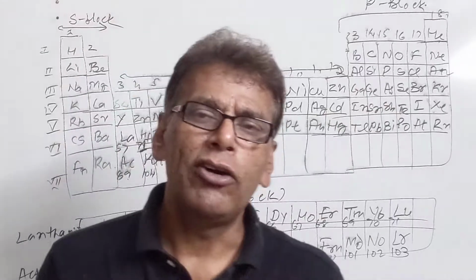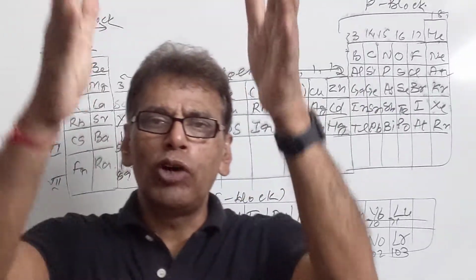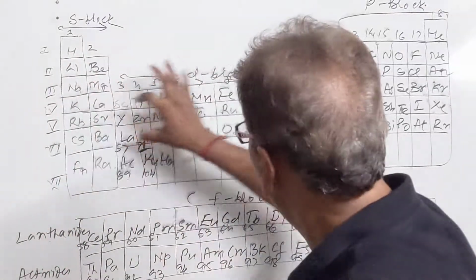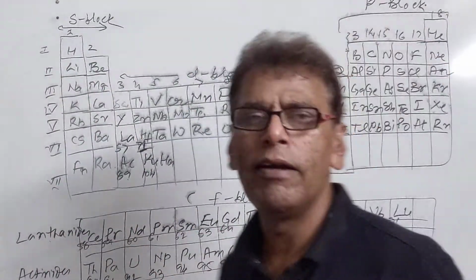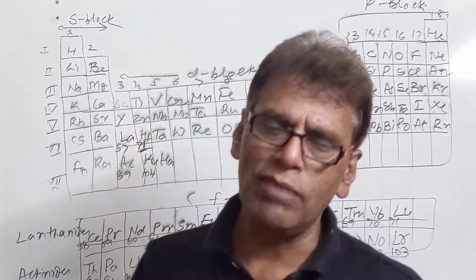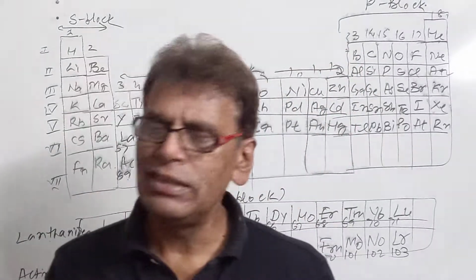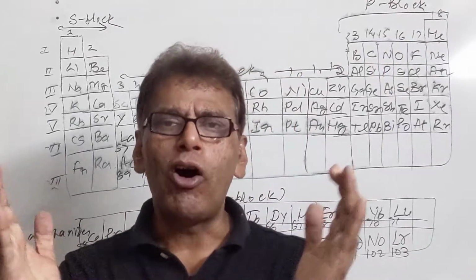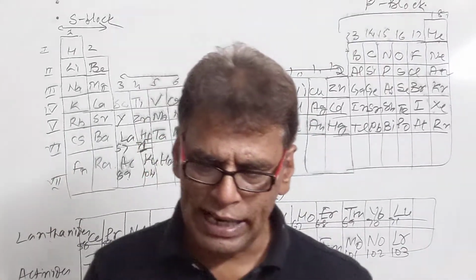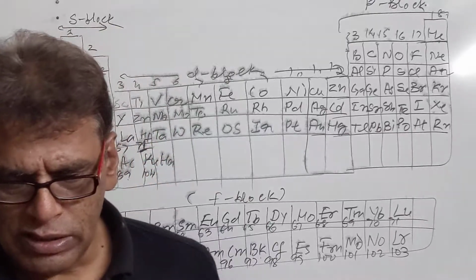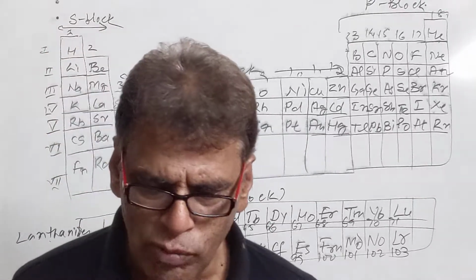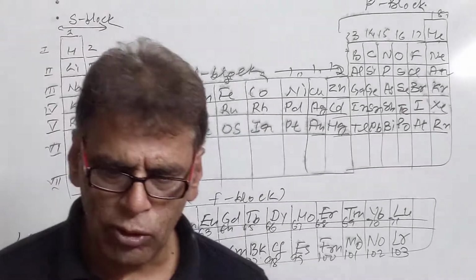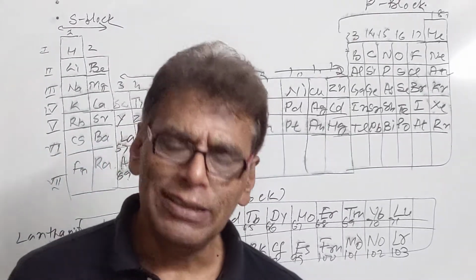So it is a common observation that when we move top to bottom in a group, the size will definitely increase, but when we move left to right in a particular period, the size will decrease because the number of valence cells remains the same, but the nuclear charge continuously increases, which pulls the outer cell nearer to the nucleus and the size decreases. So this is the activity regarding the atomic size. We have studied the variation of atomic size in the group as well as in the period.